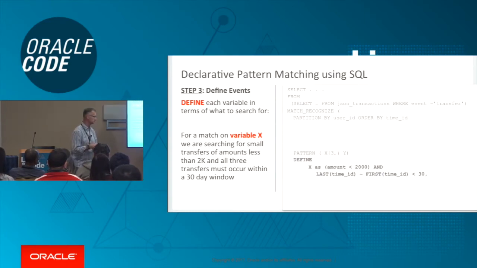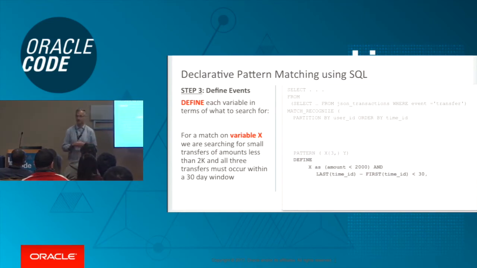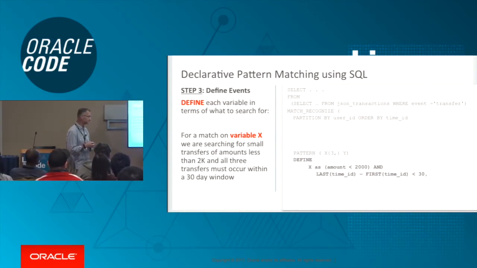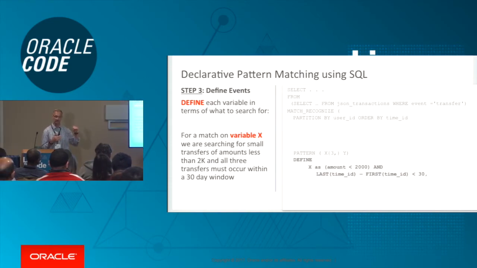What you're seeing here is pretty straightforward SQL, where you say, okay, the variable x, that means the small transfer, is defined by an amount less than $2,000. And within the series of the events of x, the last of this event is less than 30 days away from the first event. That's all you're doing, right? So if you had the 3 transactions that we saw before and the third transaction would be a month after the second, it wouldn't qualify for that pattern.